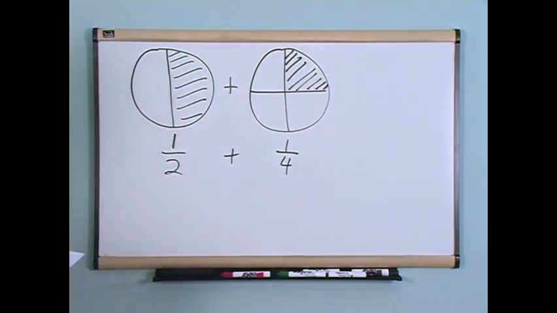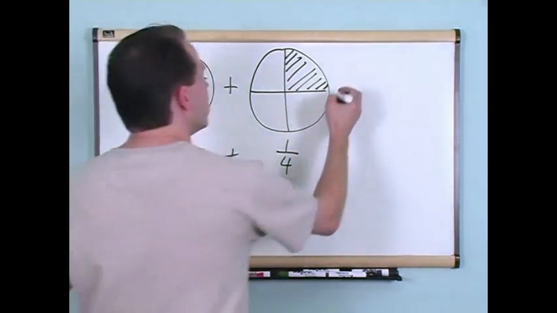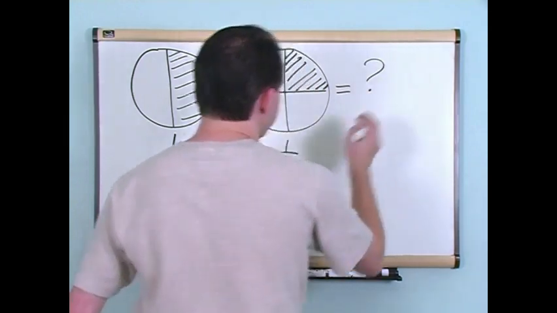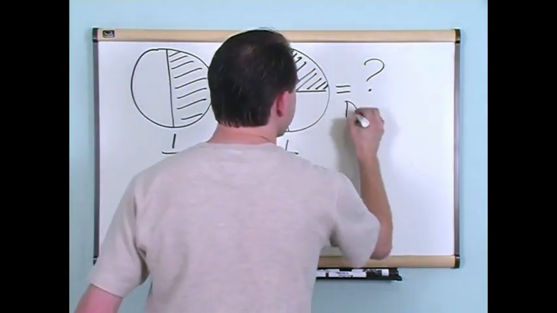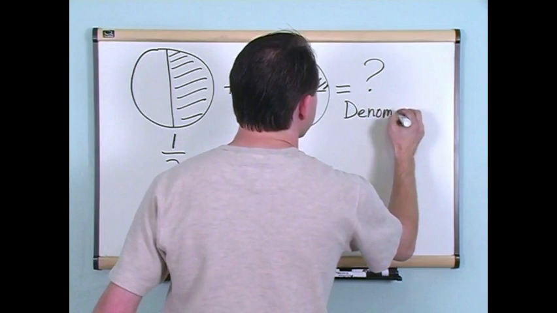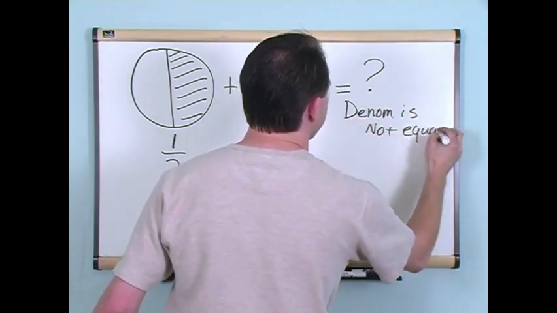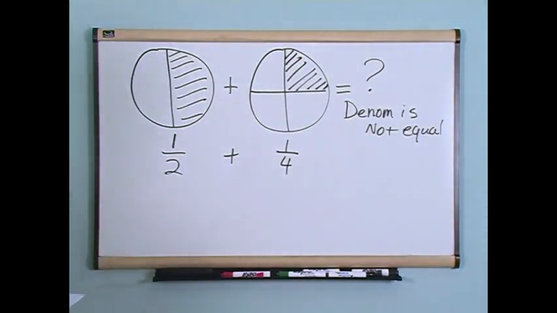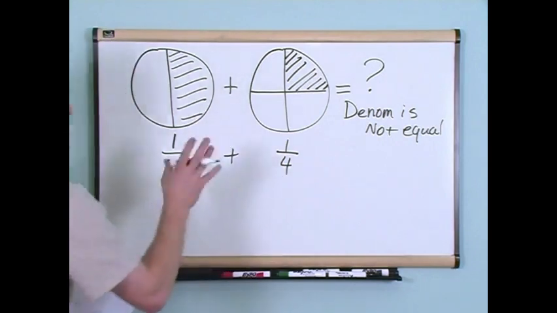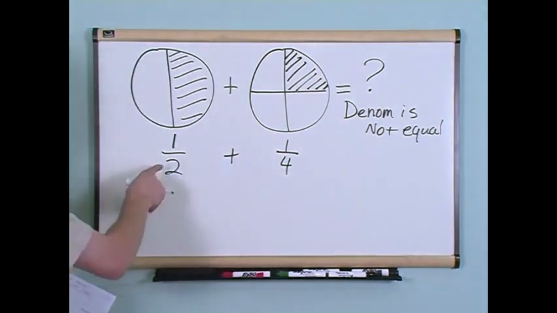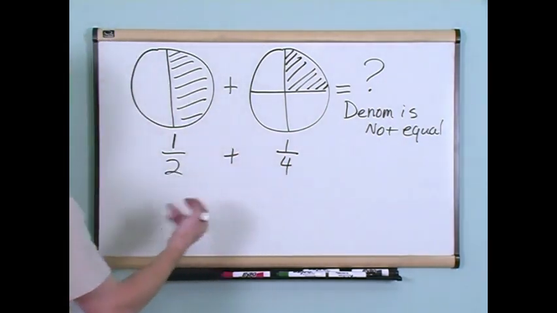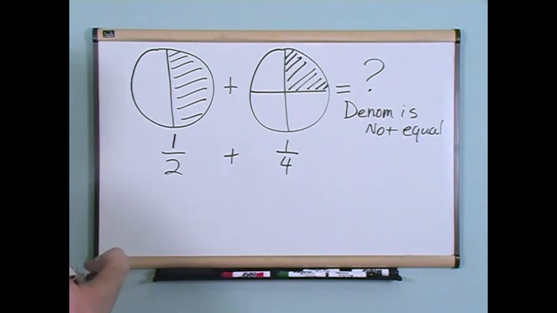Now, the question is, how do you do this? You don't know how to do this because the denominator is not equal. This number is not the same as this number. We said in order to add or subtract fractions, the bottom numbers have to be equal. In this case, they're not equal. So what do you do?